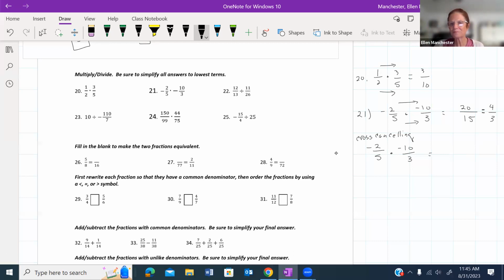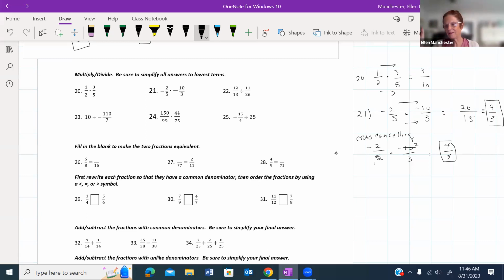Here's cross canceling. Any top with any bottom. So I have a -10 and a 5, right? I know that 5 goes into both of those evenly. So 5 goes into itself once, 5 goes into 10 twice. There's nothing I can divide into with the 2 and 3, so I'm good to go there. So now I'm just going to multiply straight across. So what cross canceling does is it reduces first, and then I can just multiply straight across. So in essence, I'm saving myself a step.